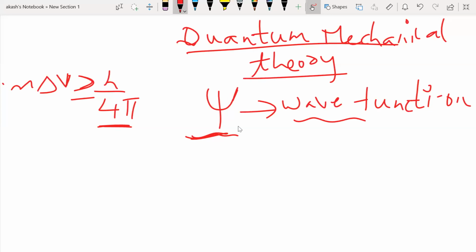This wave function talks about the type of wave. For example, something like this you will be able to get for orbitals. Anyway, we're just going to talk about how the wave exists for a particular orbit, say first shell, second shell, third shell, all these things.